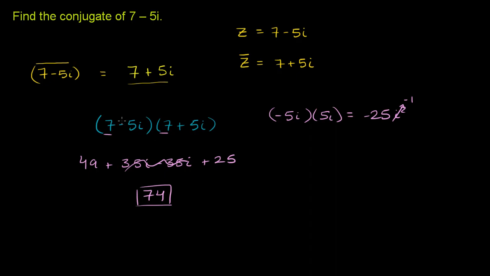Another way to do it, you don't even have to do all this distributive property. You might just recognize that this is something minus something times that same something plus something. And we know this pattern from our early algebra: a plus b times a minus b is equal to a squared minus b squared, a difference of squares. So in this case, a is 7, a squared is 49, and b in this case is 5i. b squared is 5i squared, which is 25i squared, which is negative 25. And we're subtracting that, so it's going to be plus 25. You add them together, you get 74.